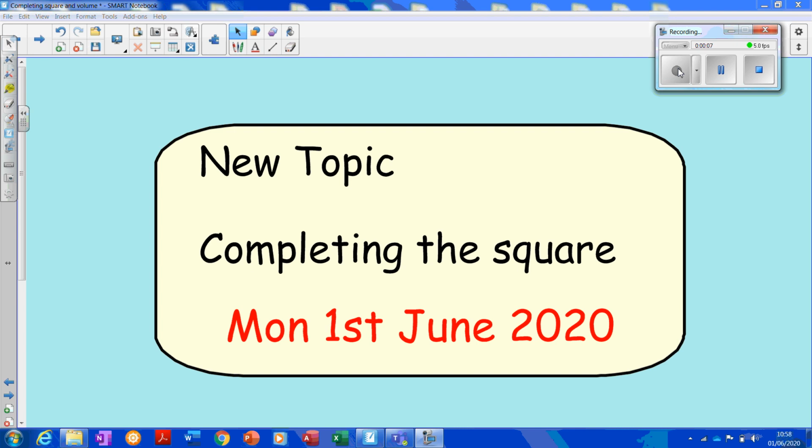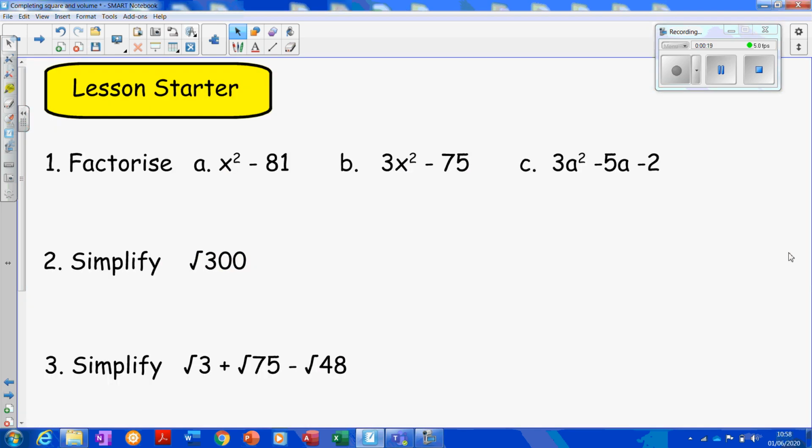Right, now we're starting a new topic today, and that new topic is called completing the square. What I want you to do first of all is work your way through this lesson starter. Question 1 focuses on one of the topics we've done, factorising. Question 2 and question 3 focus on surds, another topic that I did earlier on at the start of lockdown. Pause the recording, do your lesson starter, then continue with the recording and I will go over them.